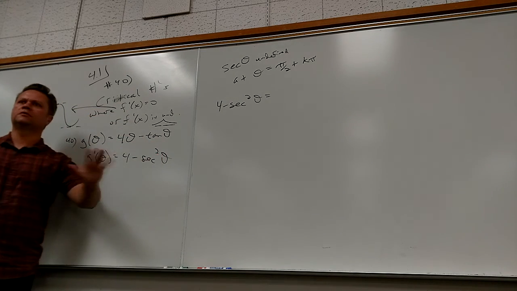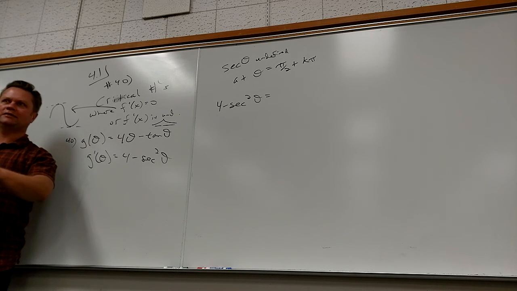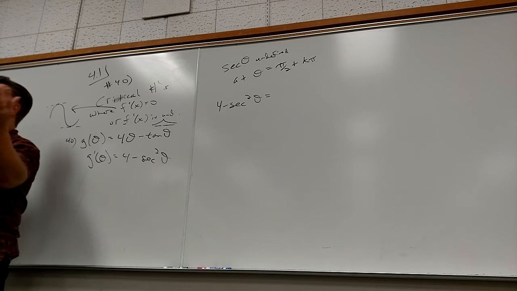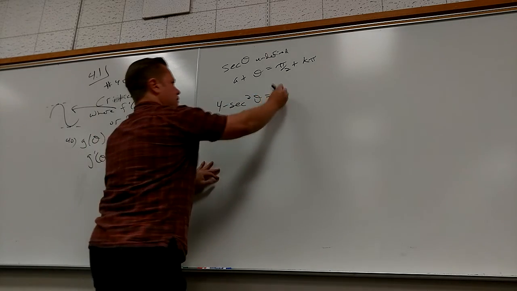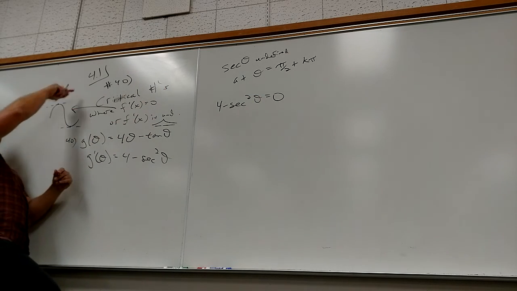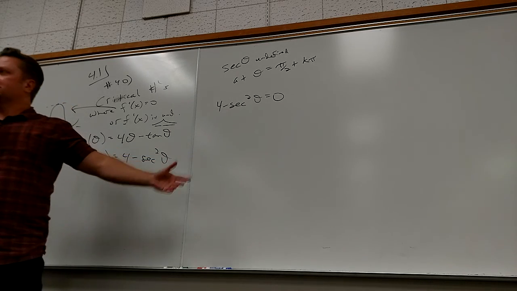Okay, so how are we doing? That's what critical numbers are. They don't tell you anything yet. They say, something interesting might happen here. So I want to set this equal to 0. That's this situation. I'm looking for where there are horizontal tangent lines now. How do I solve this?